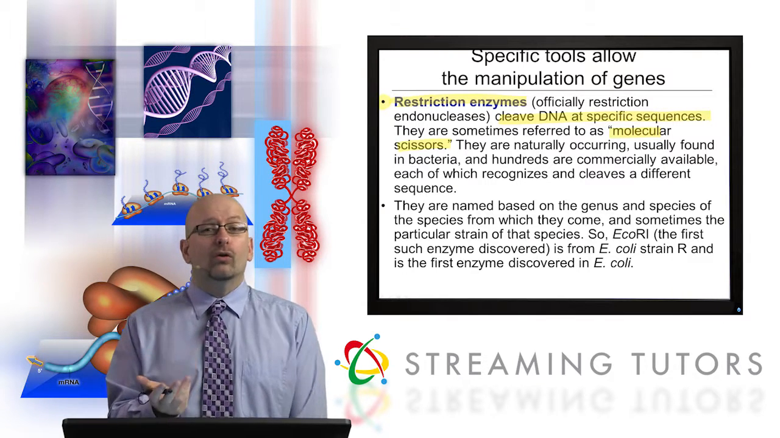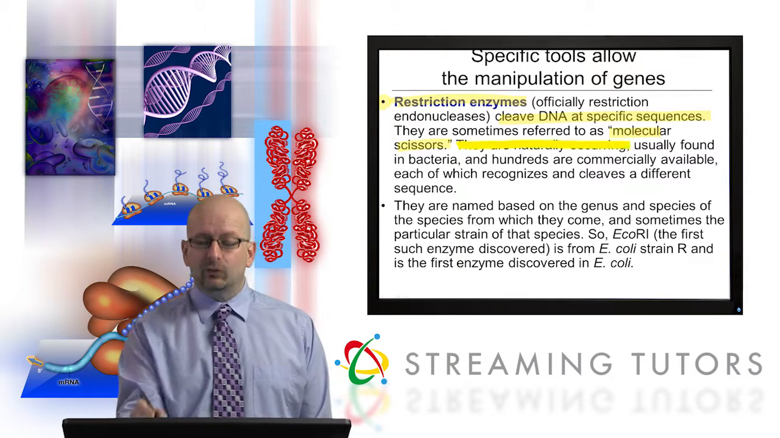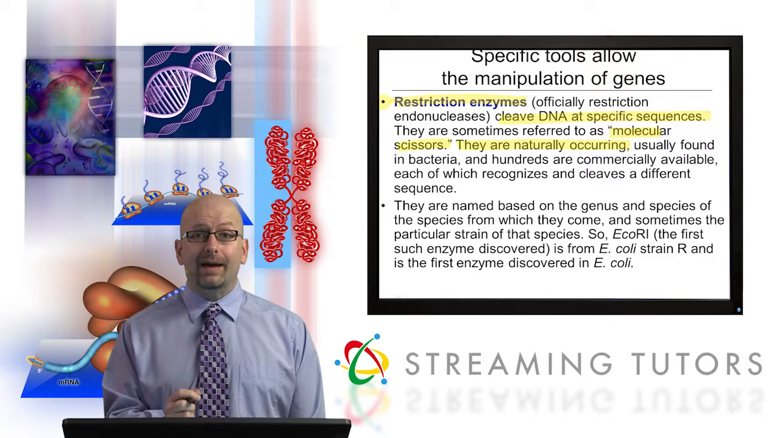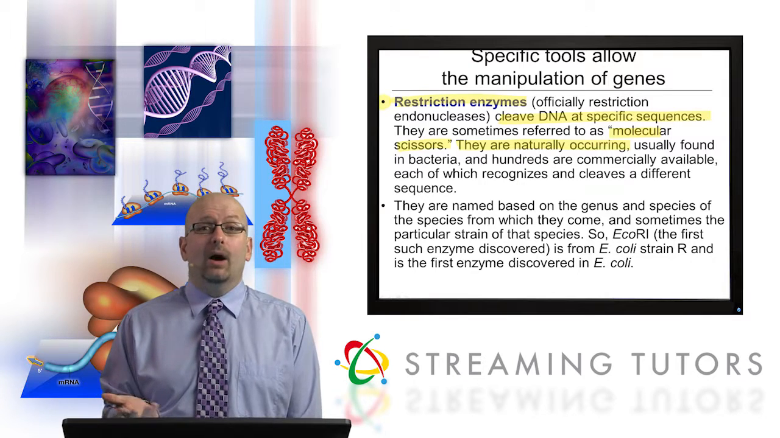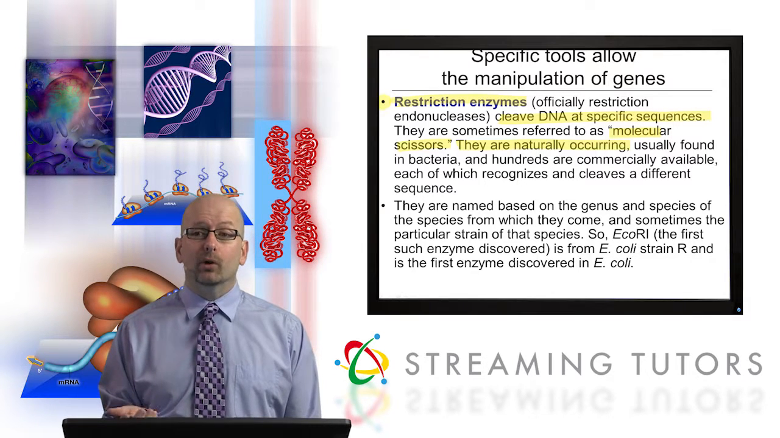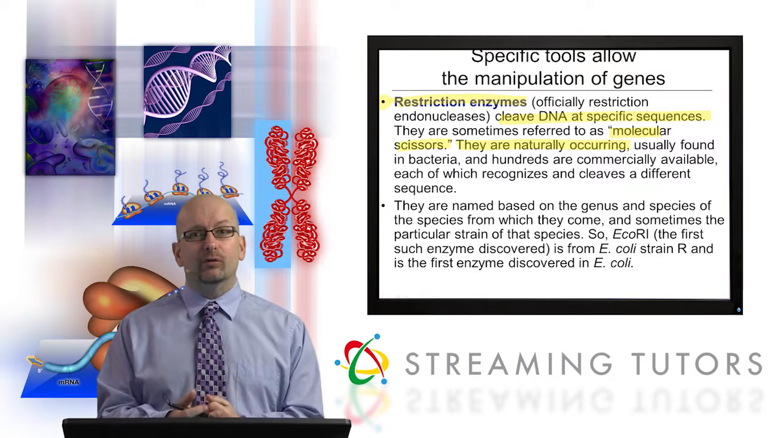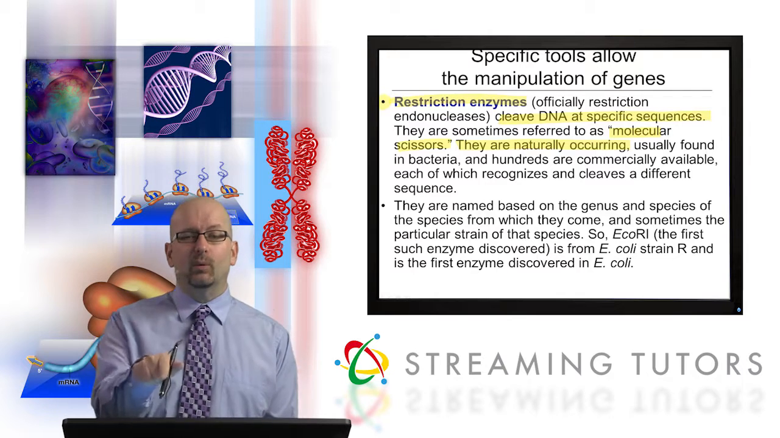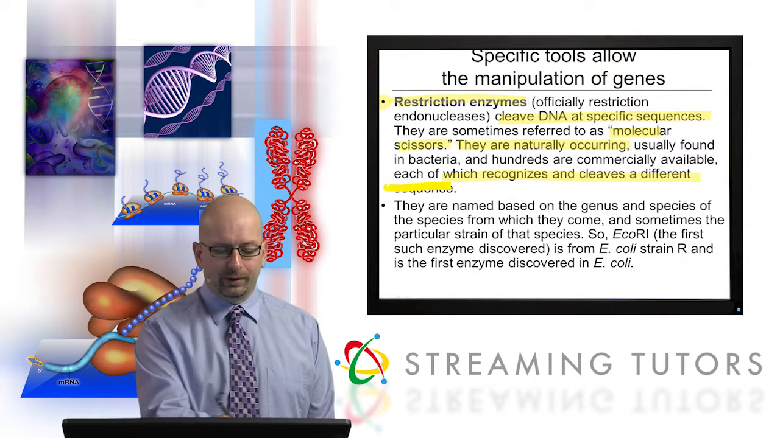So what are restriction enzymes? Where the heck do they come from? They are naturally occurring, so that's why I say we discovered them. They're usually found naturally in bacteria, and right now, hundreds, if not thousands, are commercially available. So you can open up a catalog from whatever your favorite biotechnology store is and say, I'd like to get the one that cuts at this particular sequence. And that's a very important point.